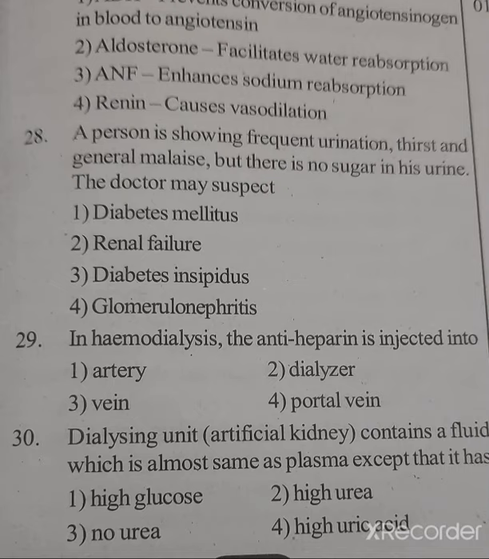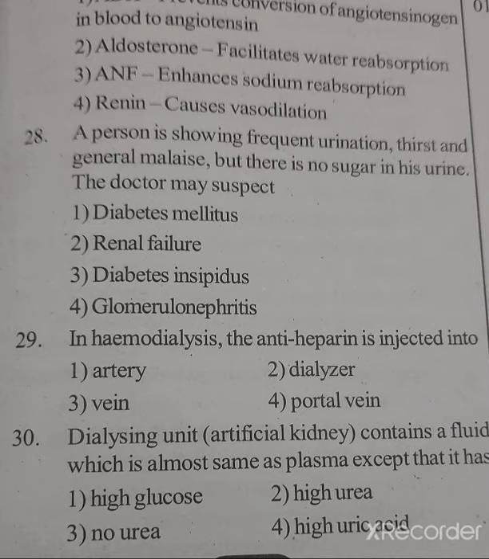Next comes the 27th question. Which of the following statements is incorrect? 1. ADH prevents conversion of angiotensinogen in blood to angiotensin. 2. Aldosterone facilitates water reabsorption. 3. ANF enhances sodium reabsorption. 4. Renin causes vasodilation.